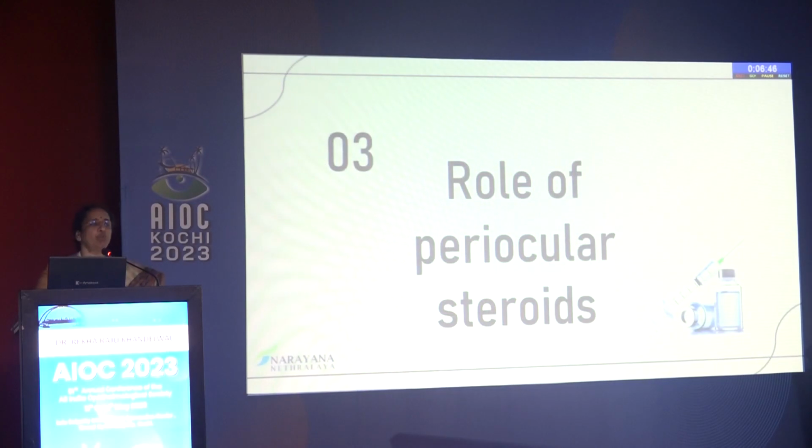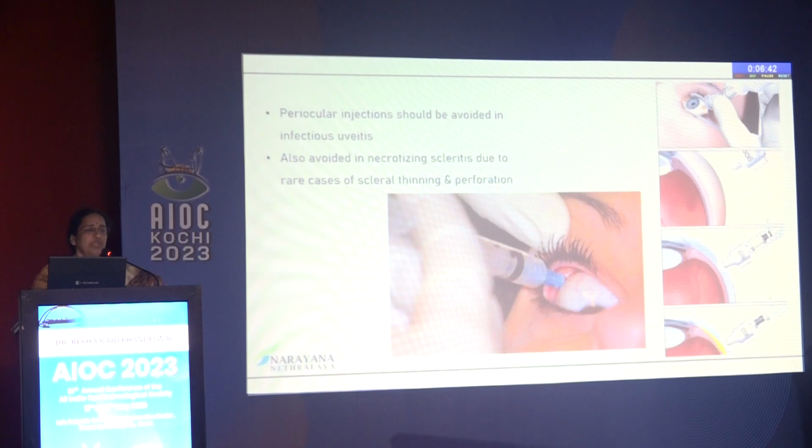The next is the role of periocular steroid injection. Here, commonly what we use is the Smith and Nozik technique or orbital floor injection. Periocular injections are to be avoided in cases of infective uveitis, especially conditions like toxoplasmosis or necrotizing retinitis.